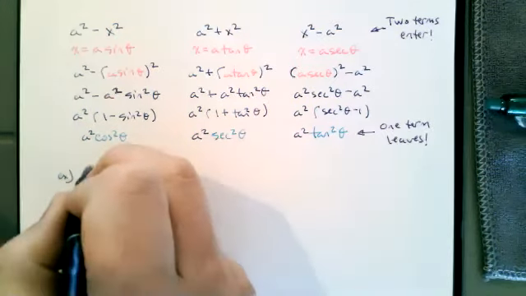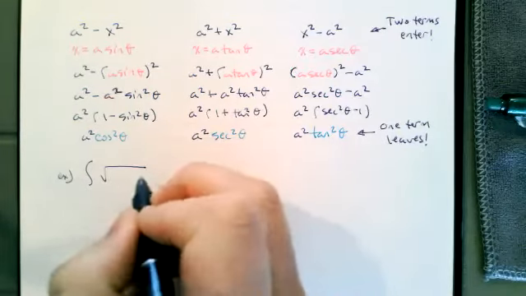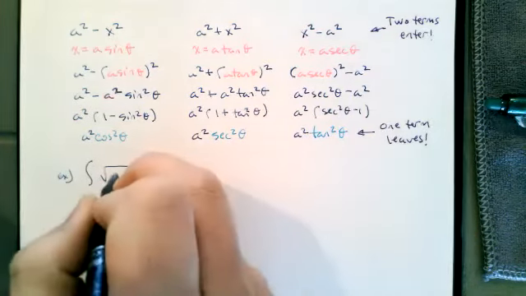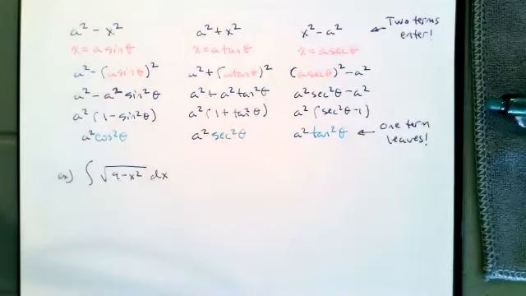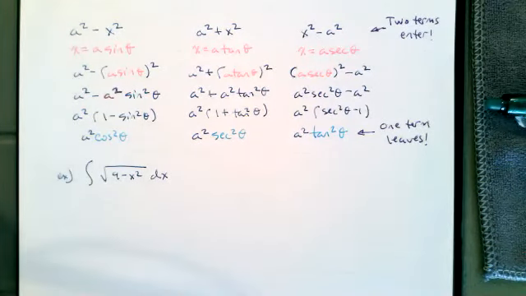So for example, let's suppose that we wanted to integrate the square root of 4. I always use 4. Let's use 9 this time. The integral of the square root of 9 minus x squared dx. Let's run a trigonometric substitution on this. We see this square root of 9 minus x squared.